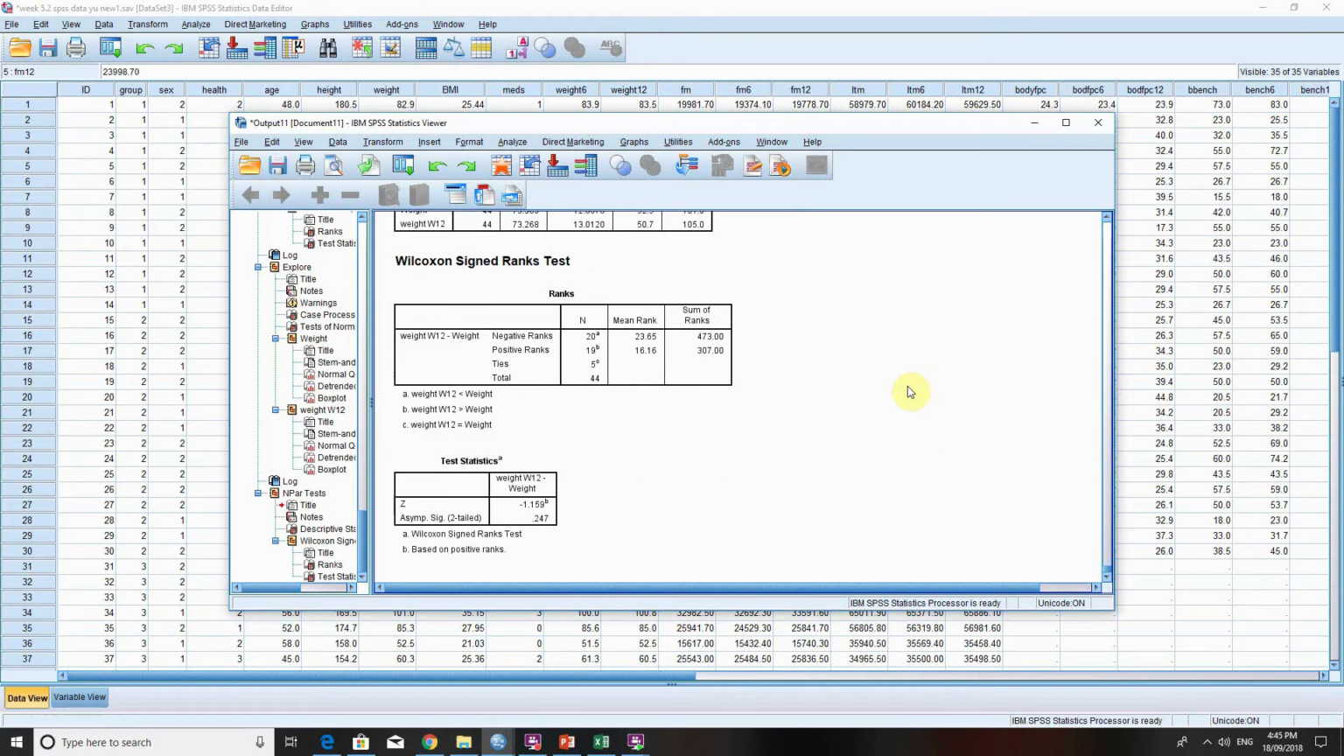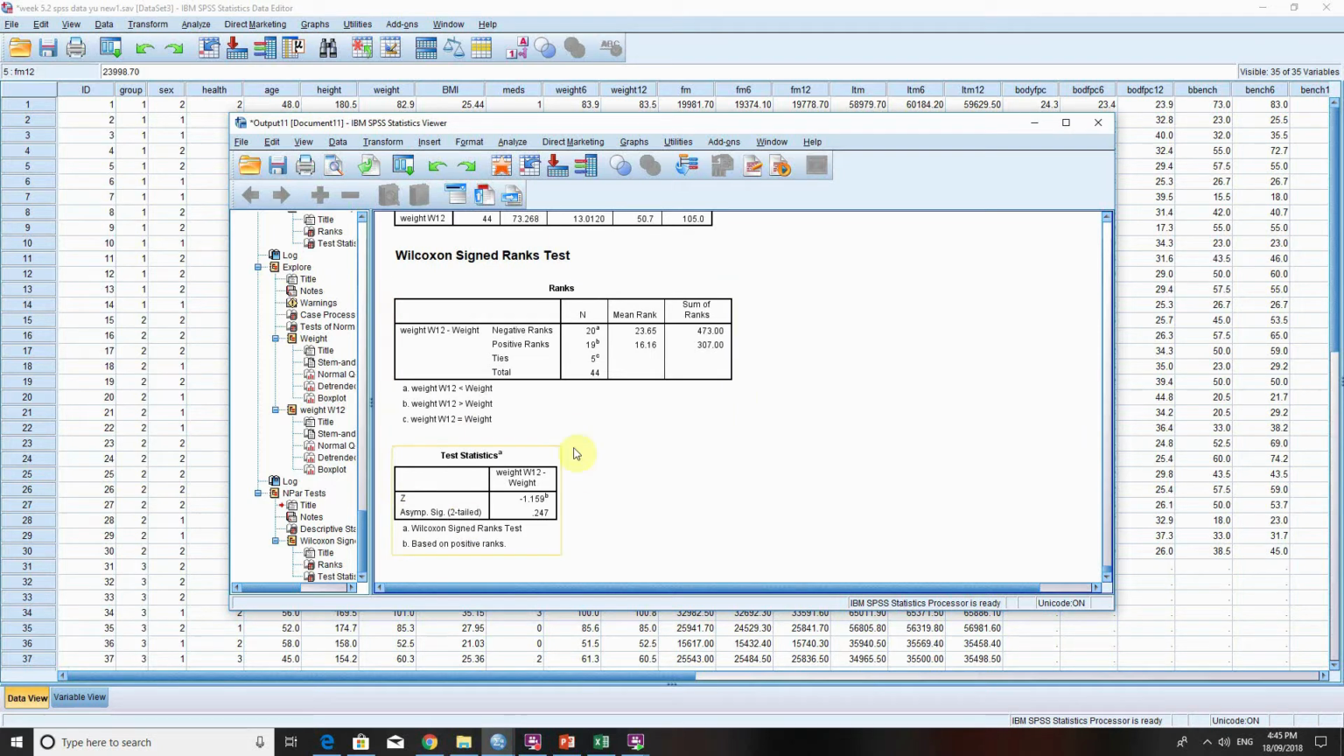So now we'll go down and we get this test statistic box. And all we need you to report for a Wilcoxon signed-rank test is the Z-score and the significance. So what you could say for this output was, we wanted to see the difference between weight at week 0 and weight at week 12 between all subjects. A normality test determined the data was abnormal. Therefore, we ran a Wilcoxon signed-rank test because we only have 2 time points. We're looking at 0 and 12. Then you could say that no significance was found between week 0 and week 12, Z equals negative 1.159, P equals 0.247.